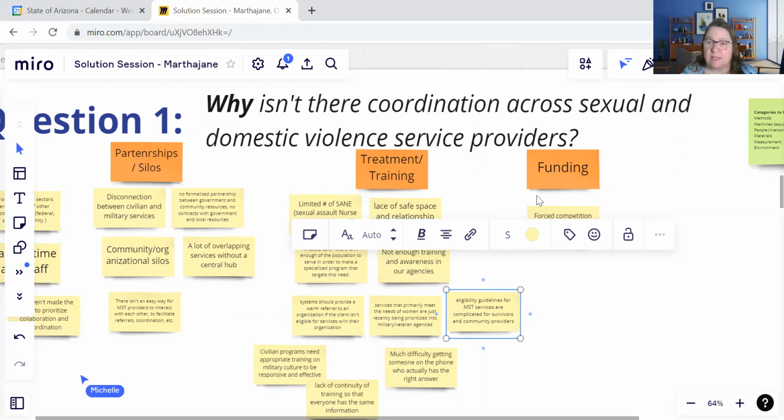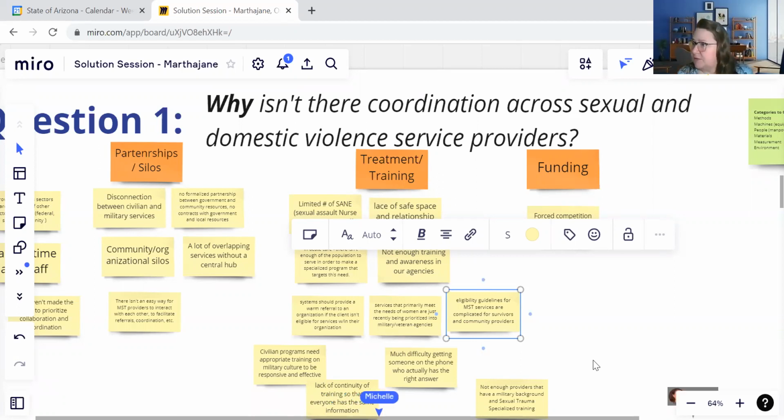And if there are additional ones that we think, okay, maybe we need another bucket, these things are really this reason, right? Please do let us know that. But also recognize that when we take these down, we are still talking about all of this great feedback and great ideas that you've come up with. So when we talk about partnership and silos, we're talking about all of this stuff as we take these down. So think about, are we missing an orange bucket for a reason why there isn't coordination across sexual and domestic service providers? Right now, we have reasons that are financial, funding focused, treatment or training focused, a partnership or silo focused. So are there different ones?